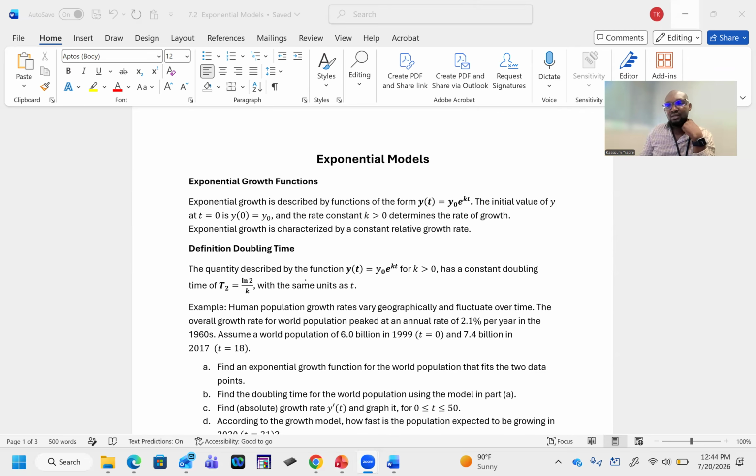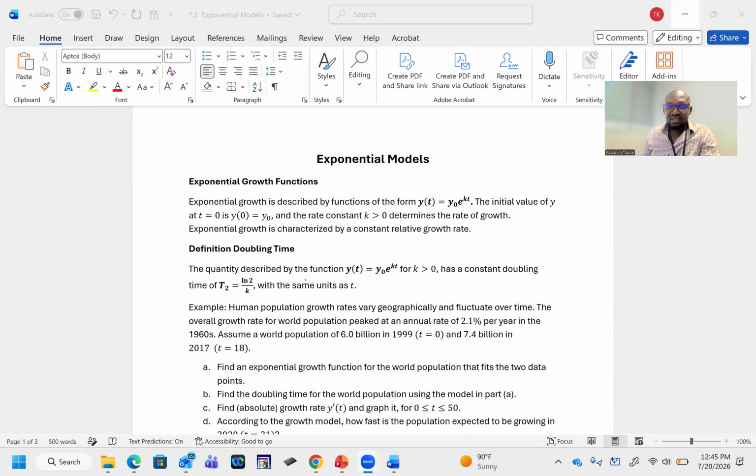So k is what? The growth rate. So exponential growth is characterized by a constant relative growth rate. And sometimes we talk about doubling time. Definition of doubling time: the quantity described by the function y(t) is equal to y0 e to the power of kt for k positive has a constant doubling time of T2, which is equal to ln of 2 divided by k, with the same unit as t.